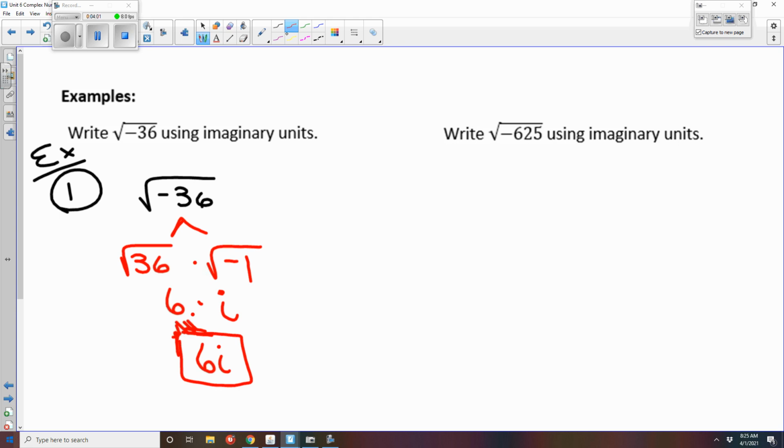All right, so example 2, exact same kind of scenario. We have the square root of -625.